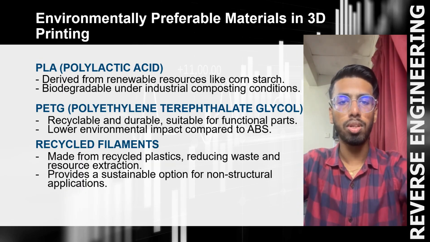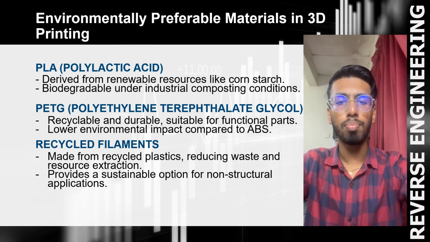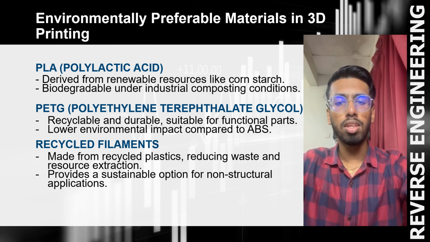Now let's talk about environmentally preferable materials in 3D printing, starting with PLA. PLA stands for polylactic acid, which is a renewable source. PLA is a biodegradable plastic derived from renewable resources, primarily cornstarch or sugarcane. This is in contrast to conventional plastics that are produced from petroleum, a finite resource. By choosing PLA for your 3D print, you are using a material that comes from plants and is replenishable, aligning with sustainable practices.